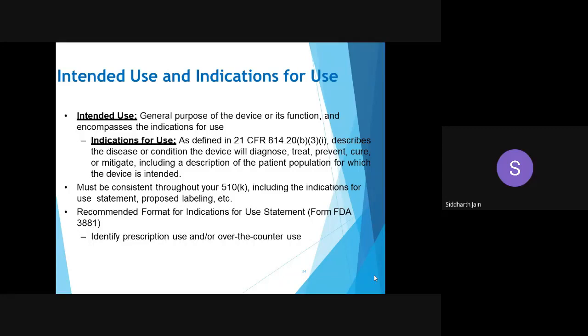The recommended format for the indication for use statement is given in Form FDA 3881, a template already released by the US FDA. This template is followed by medical device manufacturers worldwide. We have to follow Form FDA 3881. It will also help in identifying whether your medical device is a prescription use device or an over-the-counter use device. So it's my request to all the startups, kindly define the intended use separately and the indication for use separately if you would like to go for the 510K application for your products.